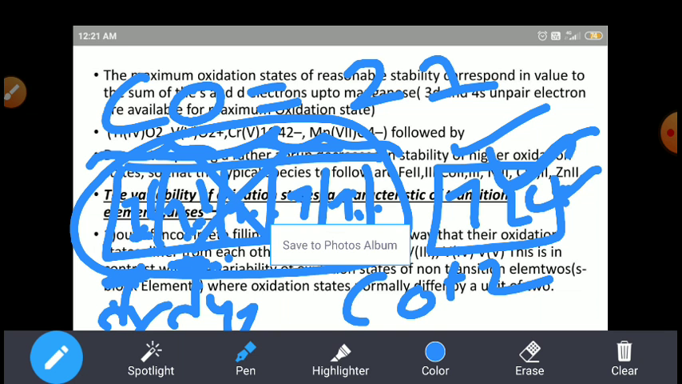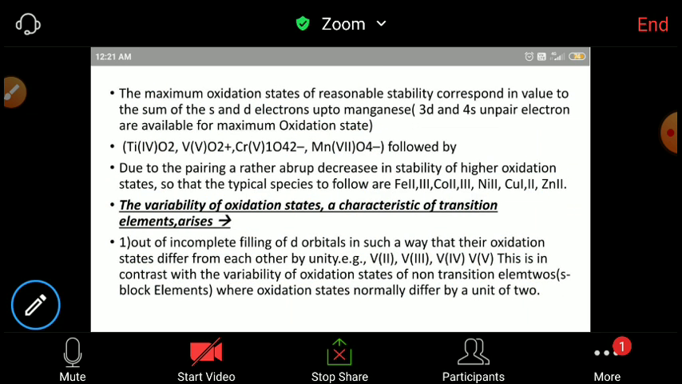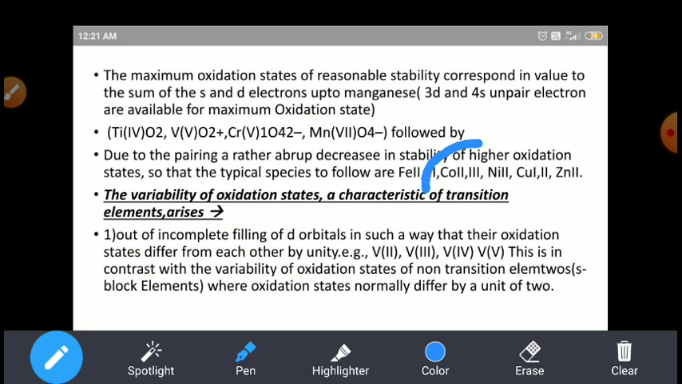Yes, right. Half filled. This also gets stable. Okay, so the cobalt is there here. In cobalt, the pairing increases here.